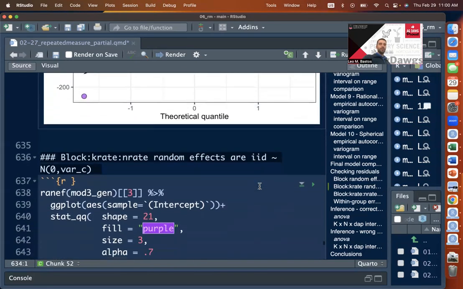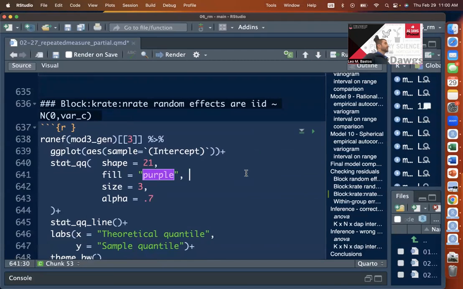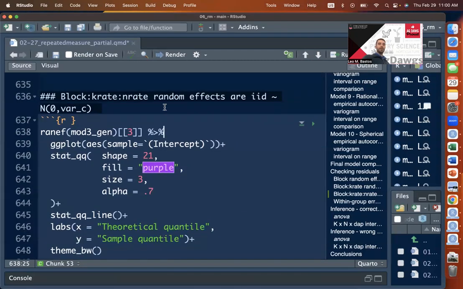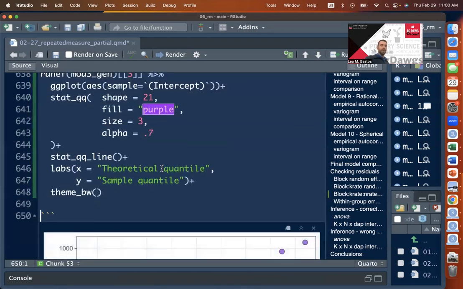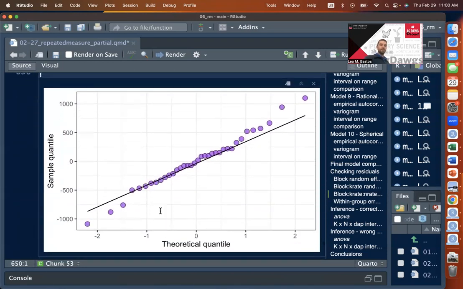Now, the next one to check is the last random effect component, which is nitrogen inside potassium inside block. I get that by using the 3 on the brackets here. And if we run that, this is what we get. Again, some slight deviation in the tails, but nothing that would really worry me. So we checked the assumptions for the random effects part of the model.